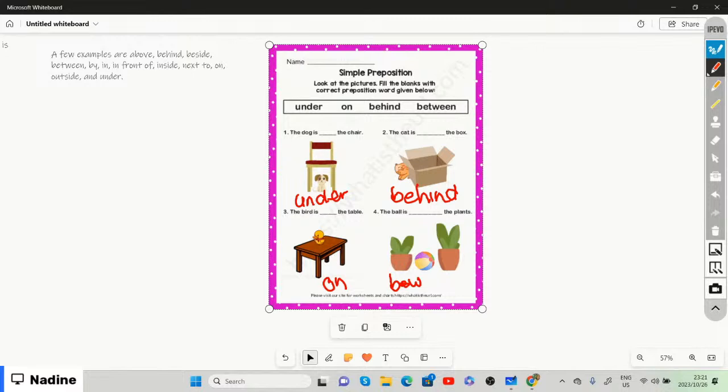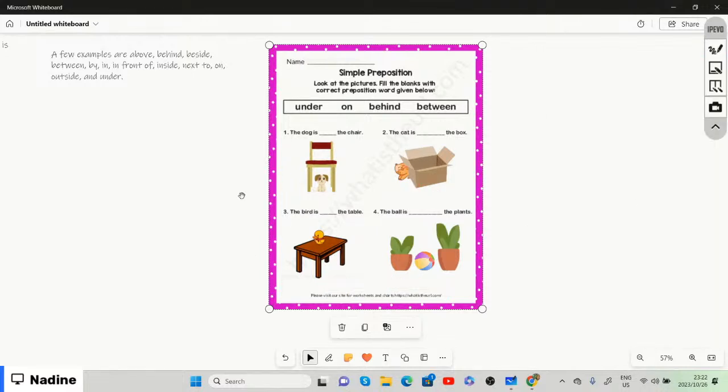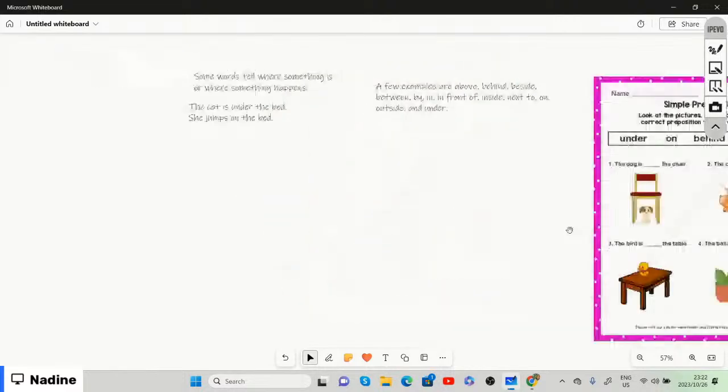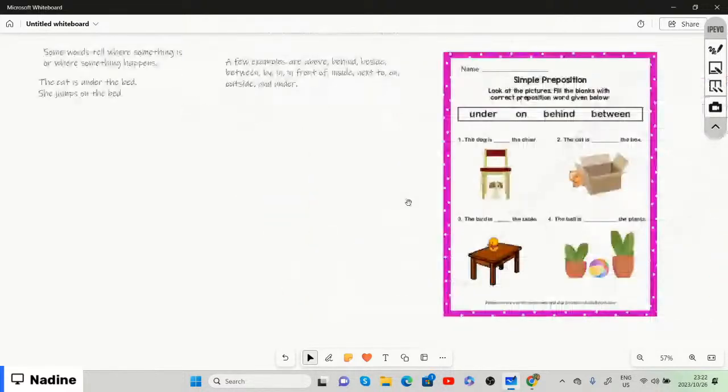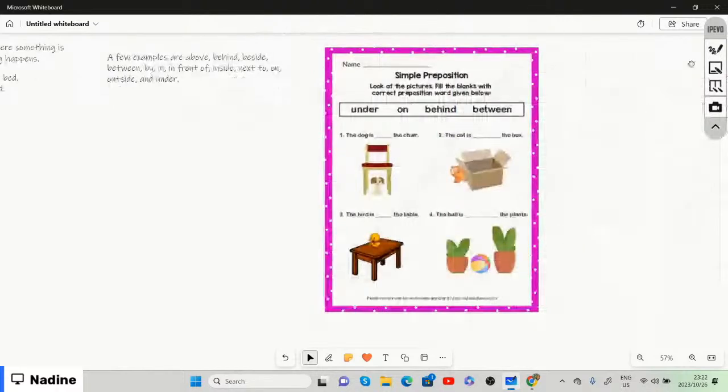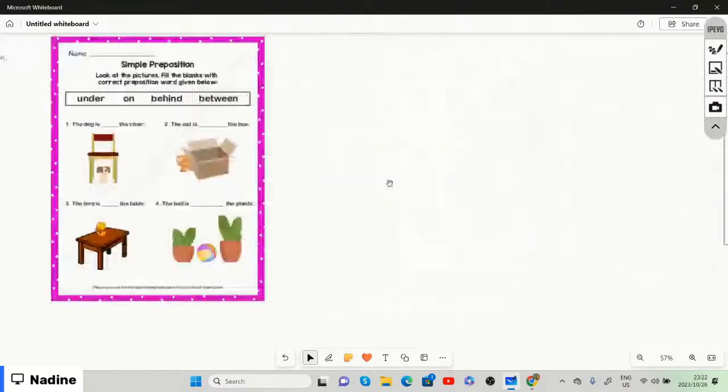All right. So this is prepositions, right? And we see the simple prepositions. They either tell us where something is or where something happens.